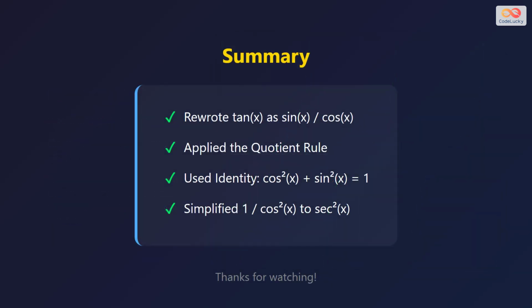To summarize, we rewrote tangent as sine over cosine, applied the quotient rule, used the Pythagorean identity to simplify the numerator to 1, and arrived at our final result.